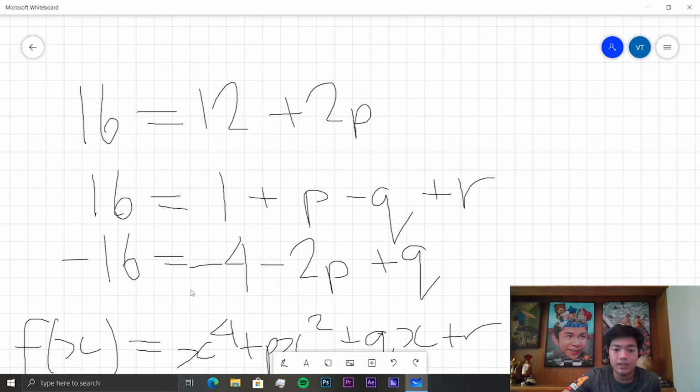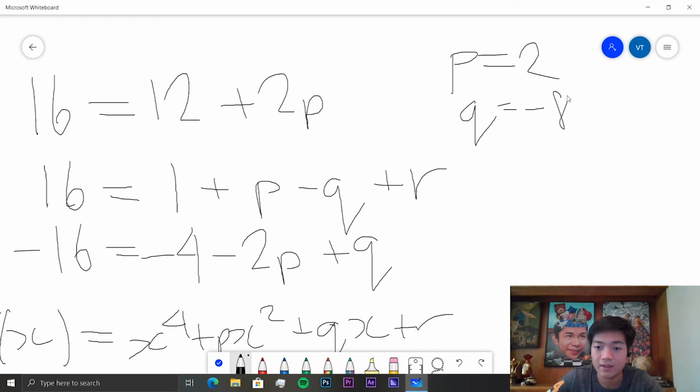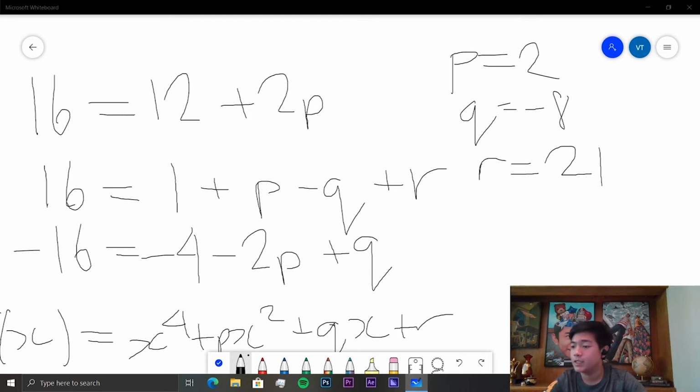Well, what can we tell from this information? We can tell p immediately is equal to 2. And then here, -16 is -4 minus 2p plus q, so q must be equal to -8. And finally, 16 is 1 plus p minus q plus r. 16 is 1 minus 6, so that's -5 plus r. So r must be equal to 21. Is that correct? 1 minus 6, 5. Yeah, so that should be correct.